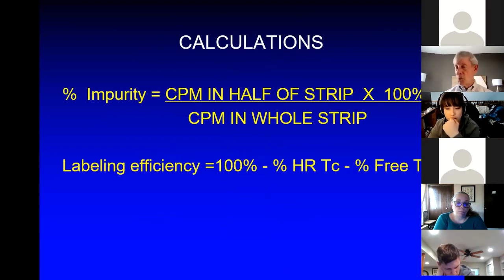So the calculation is pretty simple. The percent impurity is the counts on the half of the strip containing the impurity divided by the counts on the whole strip. And then to get the labeling efficiency, we simply say it's going to be 100% minus the sum of all of the impurities.